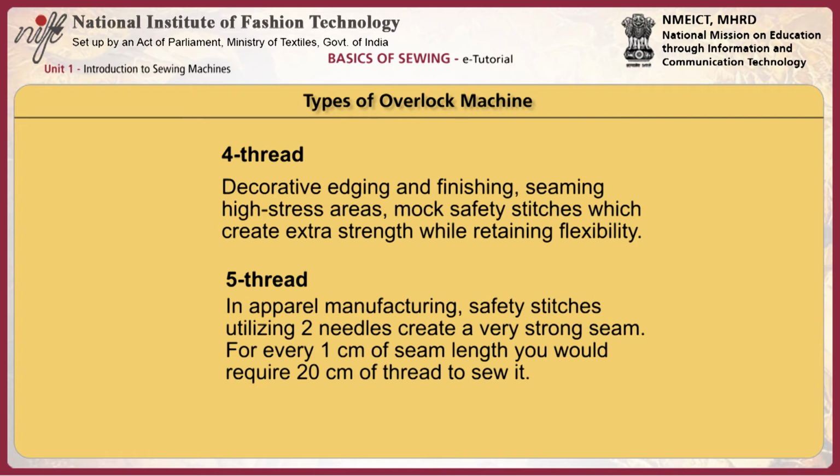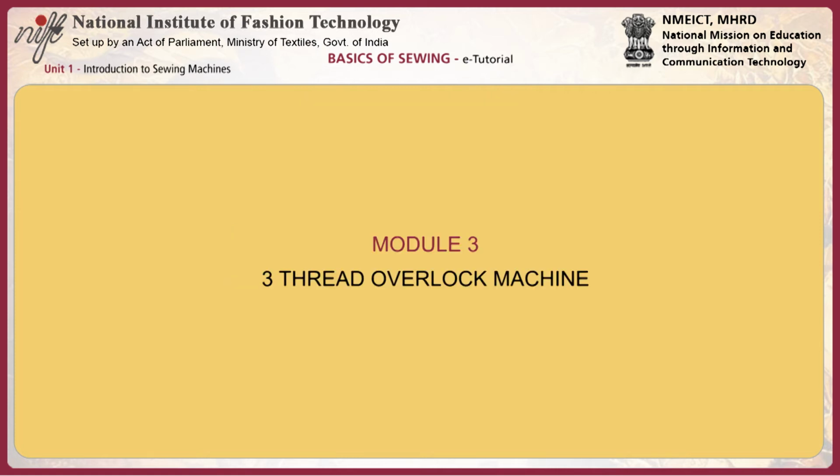Four thread: decorative edging and finishing, seaming high stretch areas, mock safety stitches which create extra strength while retaining flexibility. Five thread: in apparel manufacturing, safety stitches utilizing 2 needles create a very strong seam. For every 1 cm of seam length, you will require 20 cm of thread to sew it.